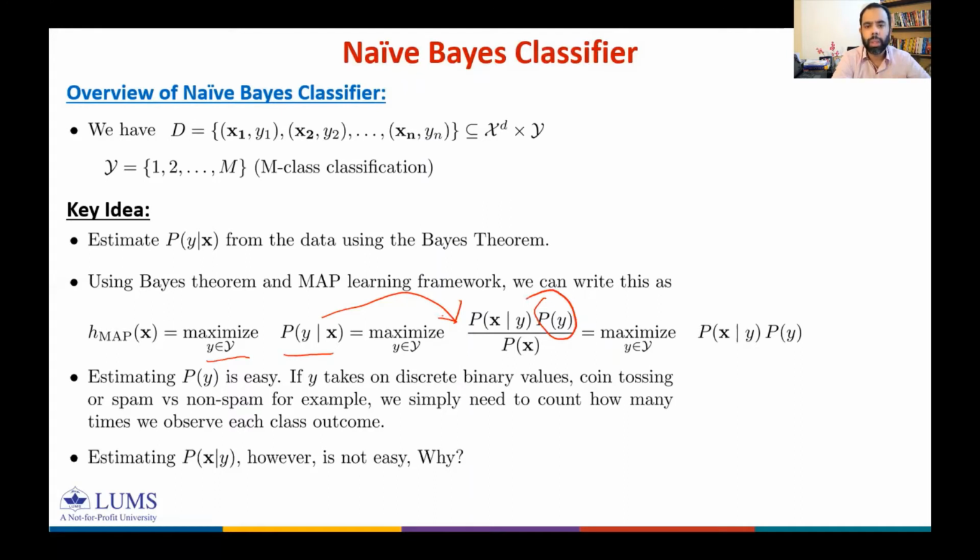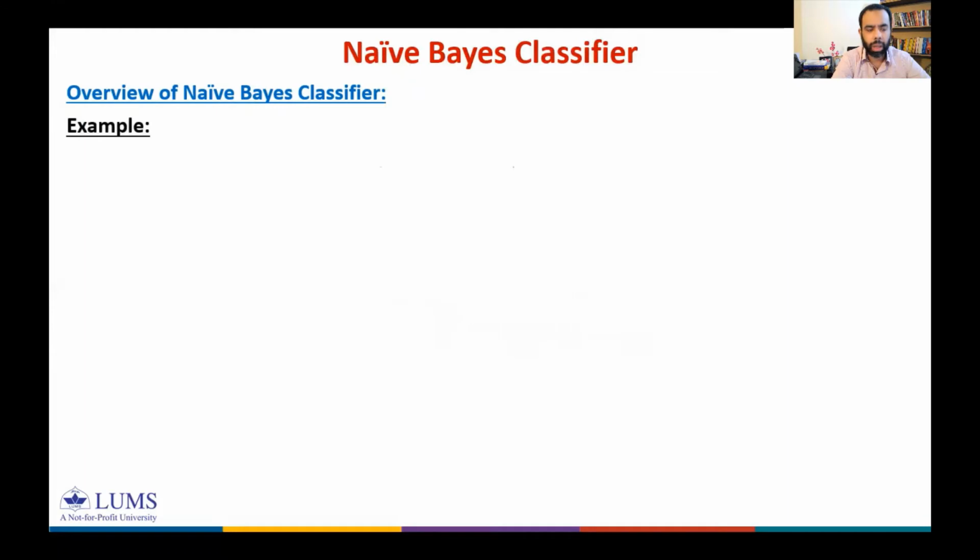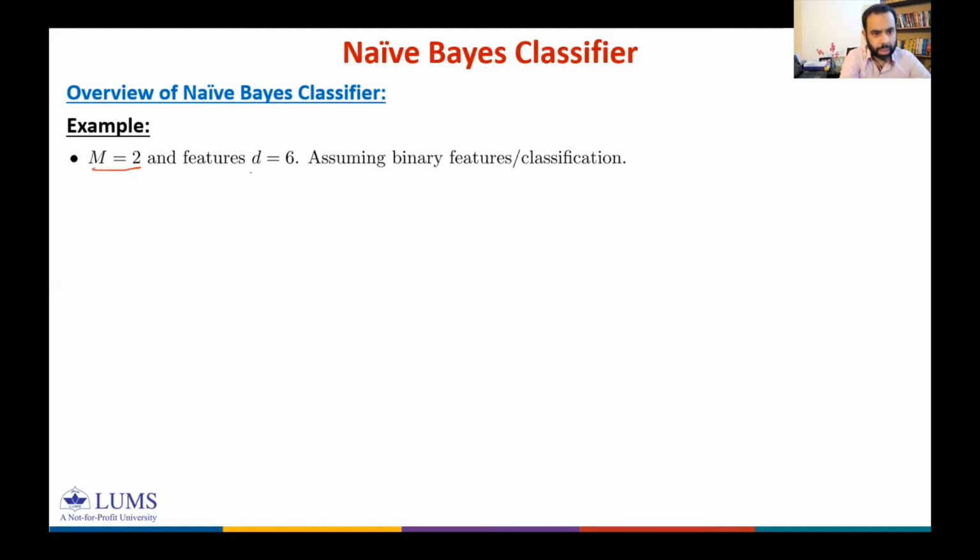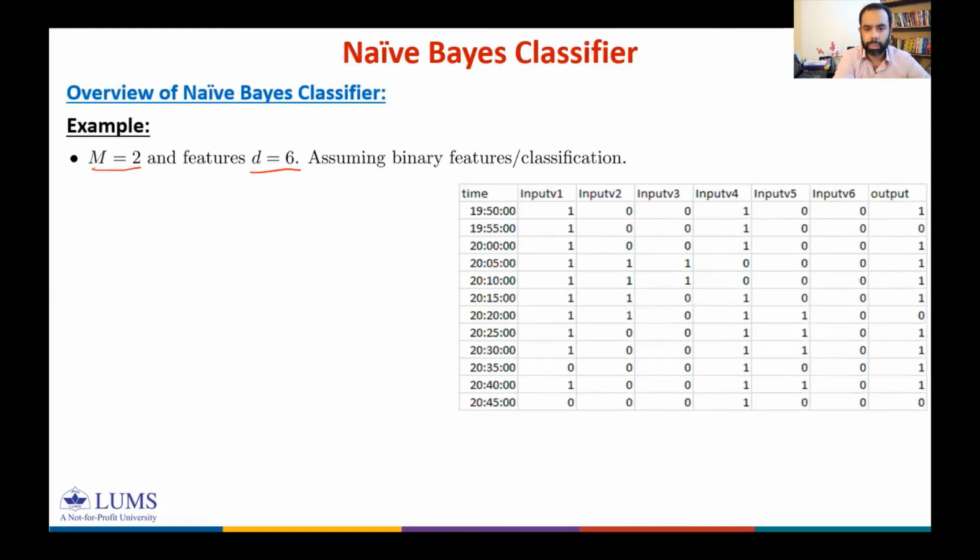Why? To illustrate this, consider an example in which we take m equal to 2. M equal to 2 means we only have 2 labels. It's a binary classification problem. And we take d equal to 6. That means we have 6 features, and we're assuming that we have binary features. As an example, assume that we have data something like this. So all of the 6 features are binary. Output is also a binary variable. This could be data coming from some on-off sensors.